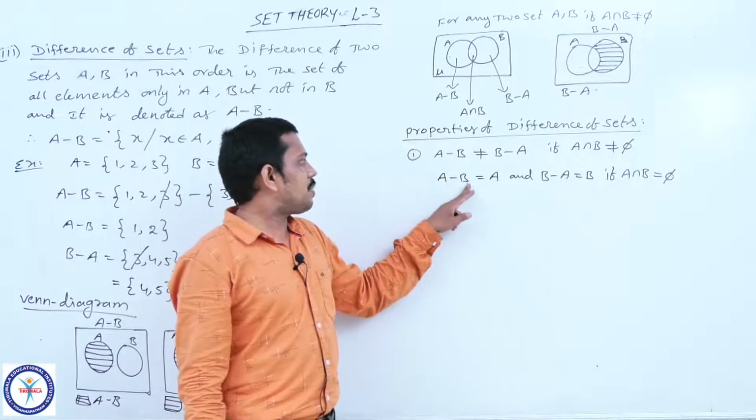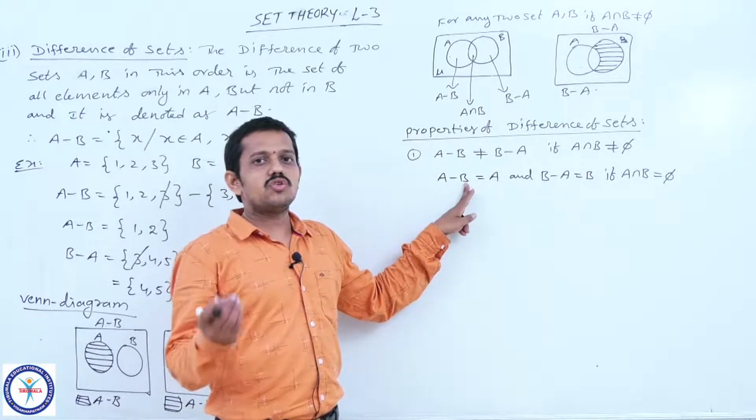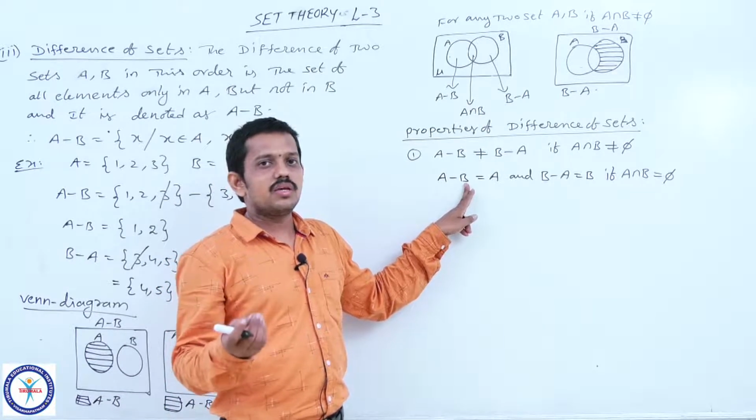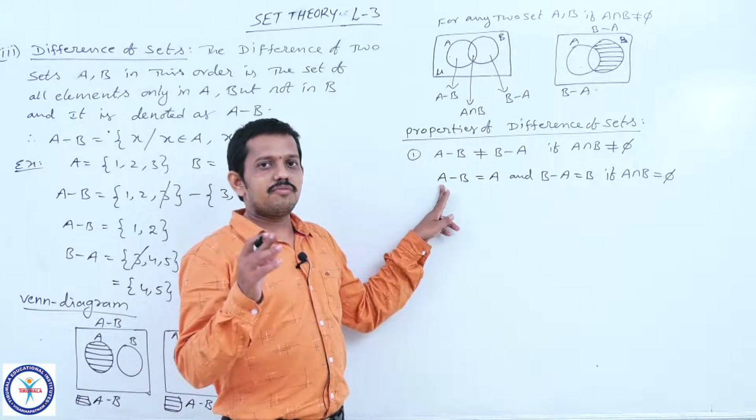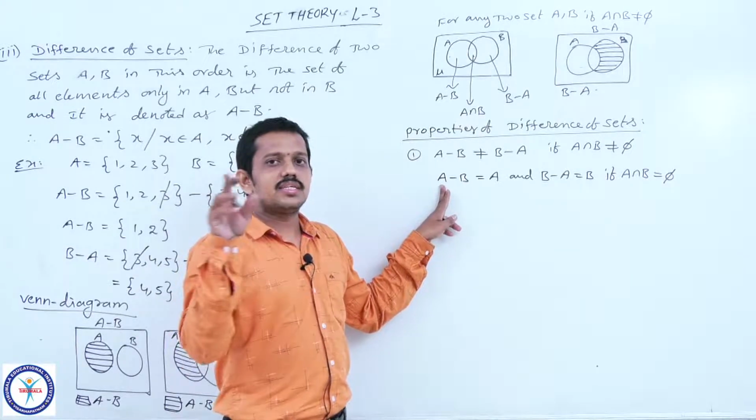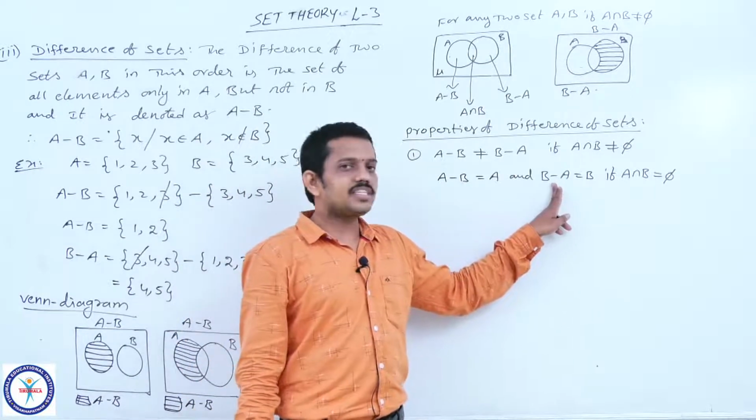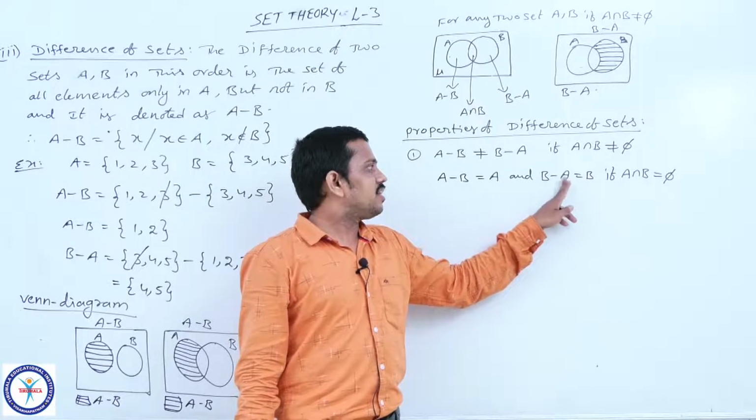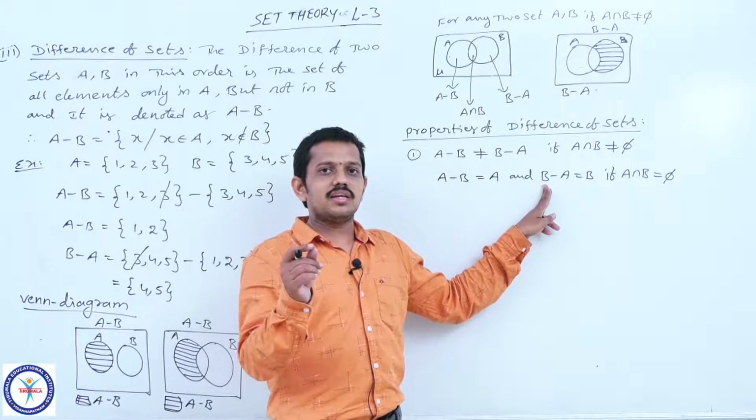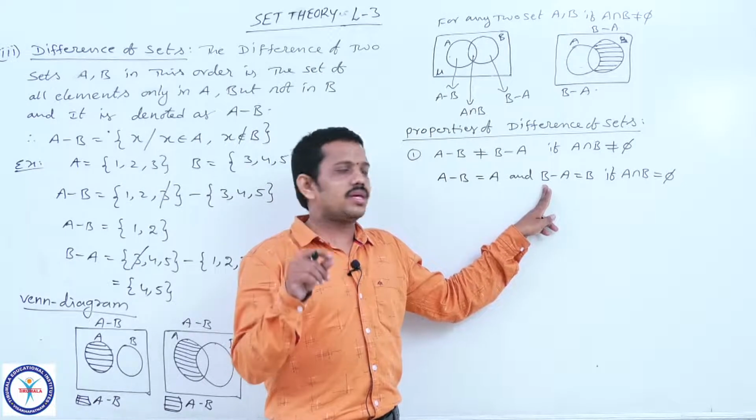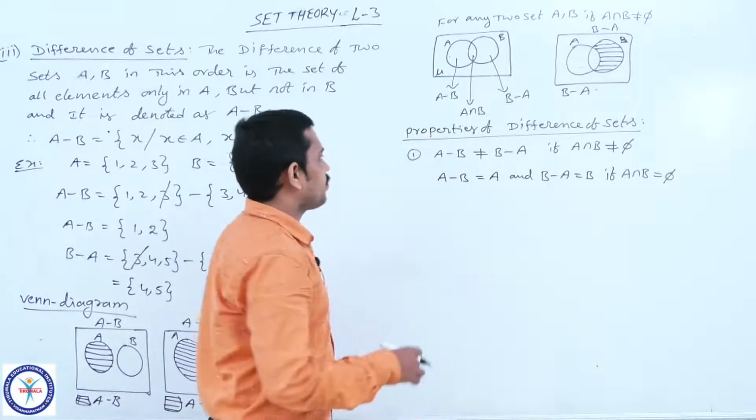What is A minus B? Only the elements in A which do not belong to B. There is no element common to both A and B, so there is no common region in set A. Therefore we consider the complete set, so A minus B is equal to A. Similarly, B and A have no common elements, so there is no common region belonging to set B. Therefore B minus A is equal to set B itself.